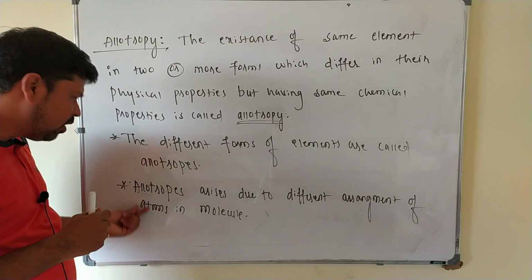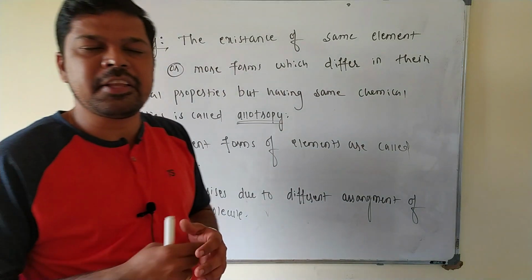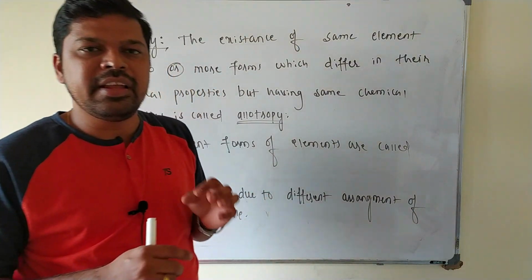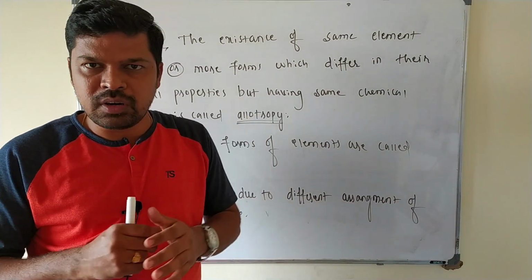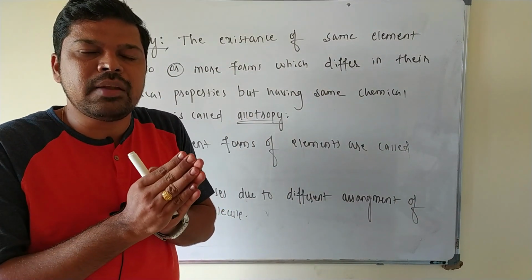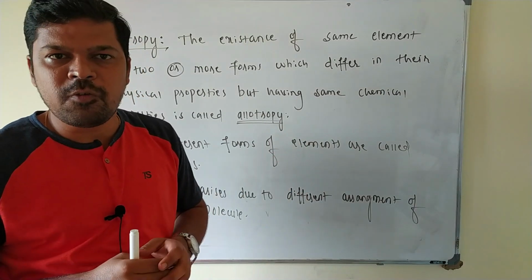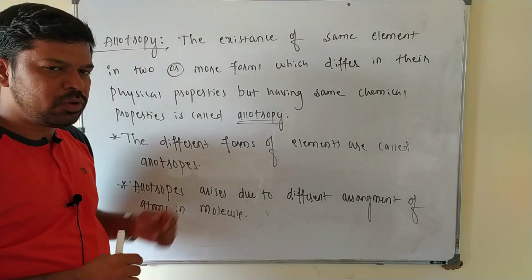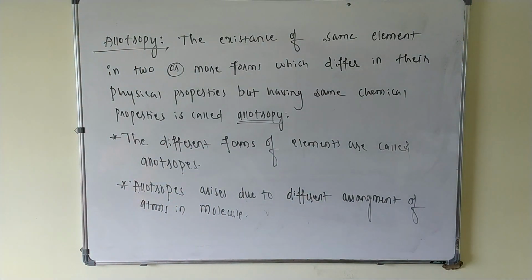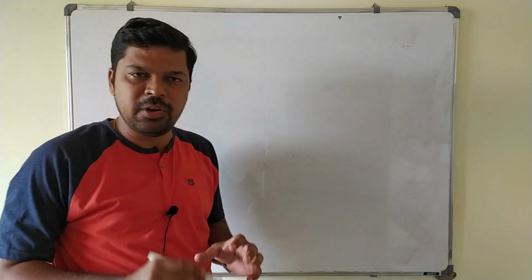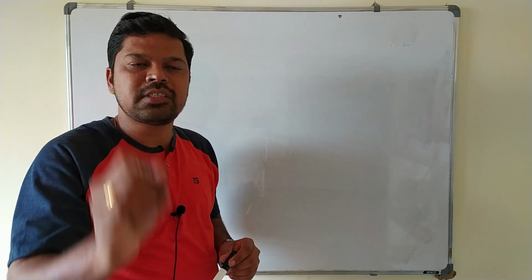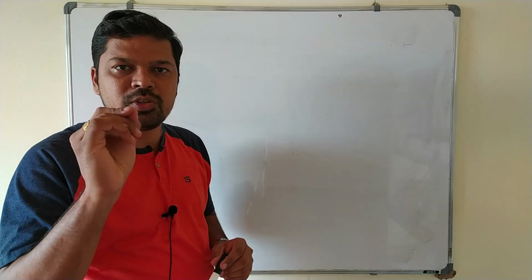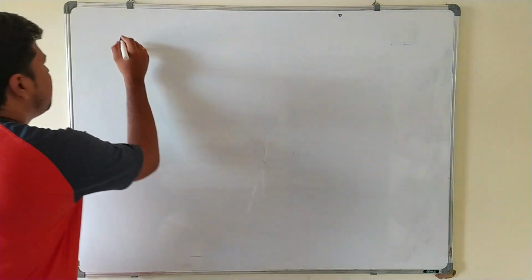These allotropes arise due to different arrangement of the atoms in the molecule. In case of group 15, except bismuth, all the elements show allotropy, so that each element is present in one or more forms here. We will discuss the allotropes of group 15. Now we know what are allotropes. In case of group 15 elements, except bismuth, all the elements show what? Allotropy.